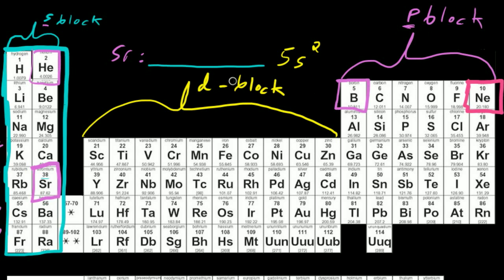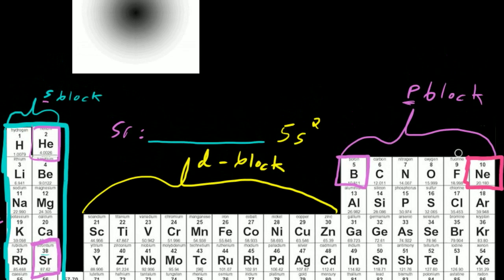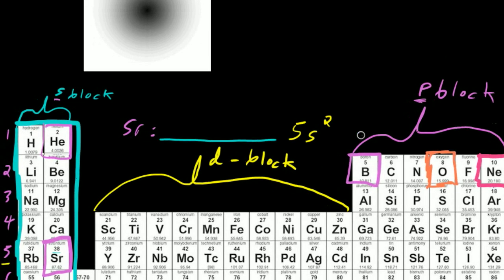Let me scroll up a little bit so we've got a bit more space. Just for some practice, let's do the electron configuration for oxygen. Oxygen is right there on the periodic table. It's a P block element, and it's also in period 2.